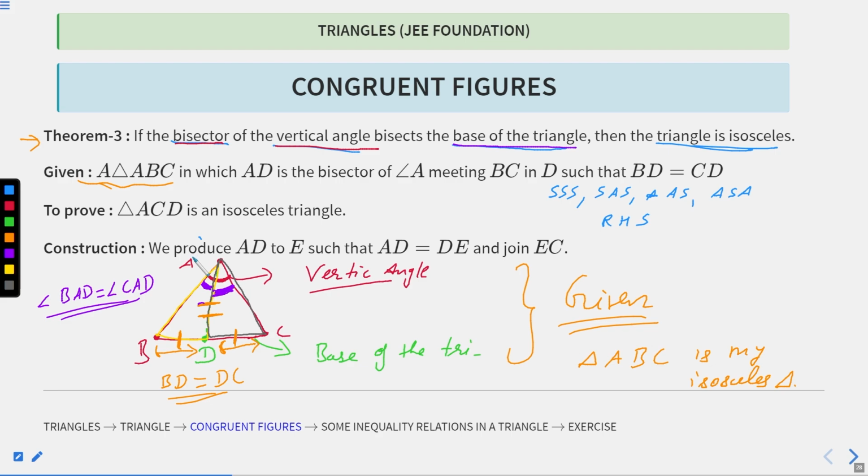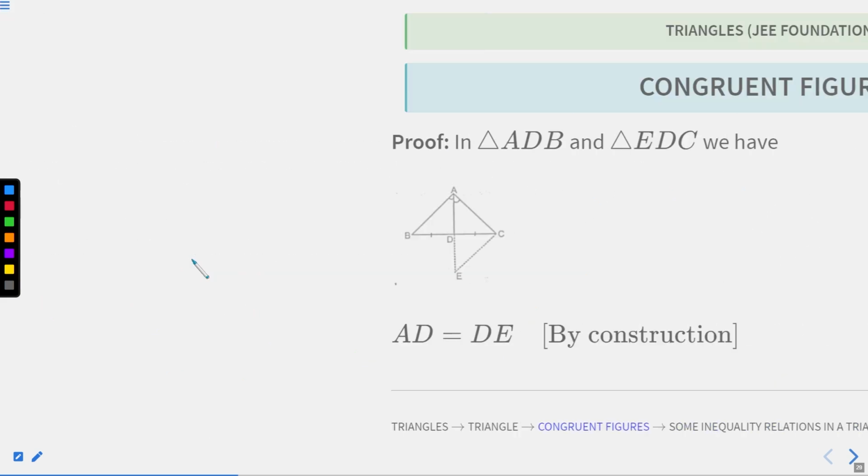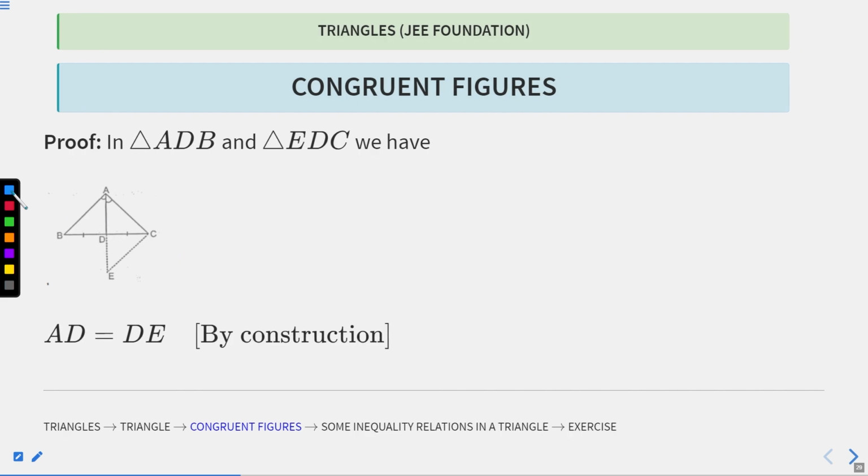What construction will we be doing? Let's see. In the previous one, the construction was just extending the line in such a manner. Now here, my triangle was like this. If you recall, let me draw it with the same color.